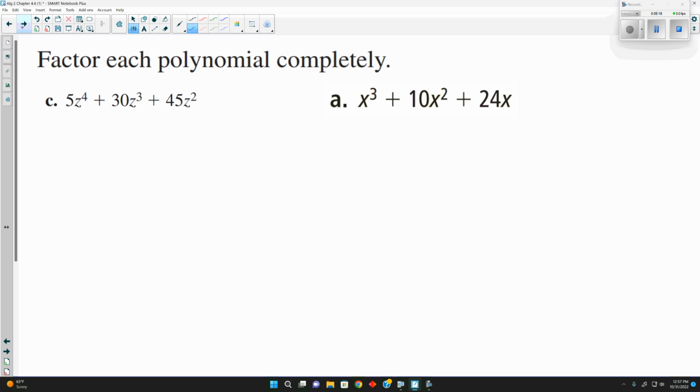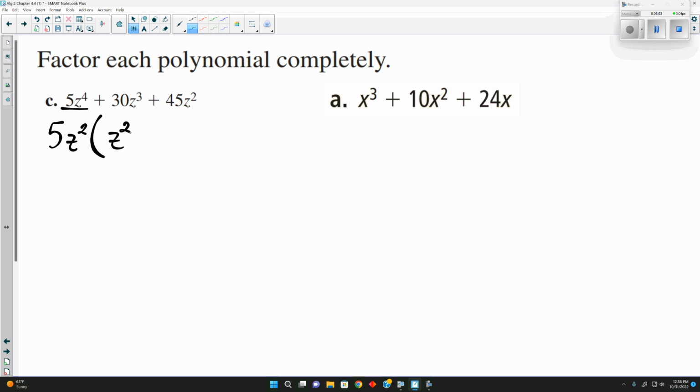So let's look at C. This one here, we have 5z to the fourth plus 30z cubed plus 45z squared. What is the greatest common factor between these three terms? Exactly, 5z squared. And luckily with variables, whenever we look for greatest common factor, we see which one has the smallest exponent, because that would be the biggest amount we can pull out. So if I factor 5z squared out of 5z to the fourth, well, 5 divided by 5 is 1. And if we take 2 z's out of z to the fourth, we're left with z squared.